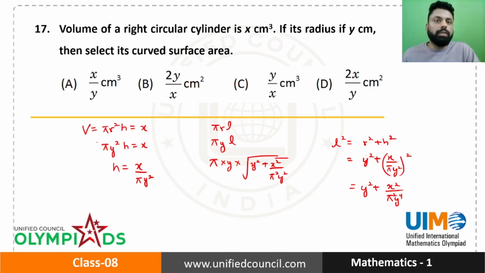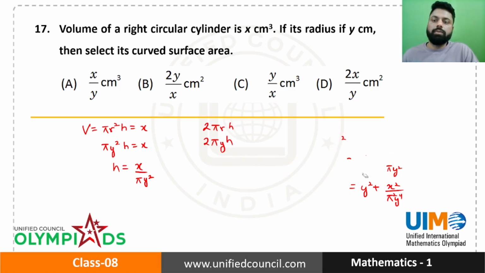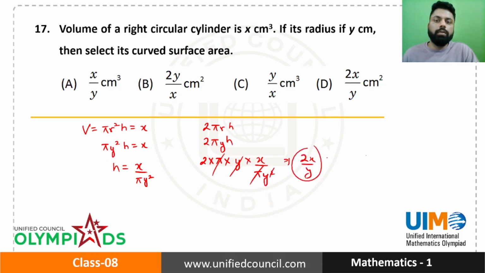See, the volume of the right circular cylinder is, okay, curved surface area, that is 2 pi R H. This is not that. Okay, 1 second. This was the mistake that we did. We assumed it as the cone. So 2 into pi into R value is y and h value is x upon pi y square. Pi will get cancelled out, y square. So this is 2x upon y centimeter square. 2x upon y is the correct option.